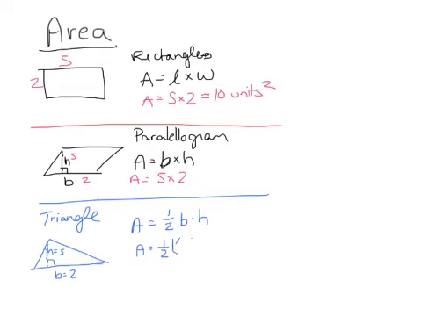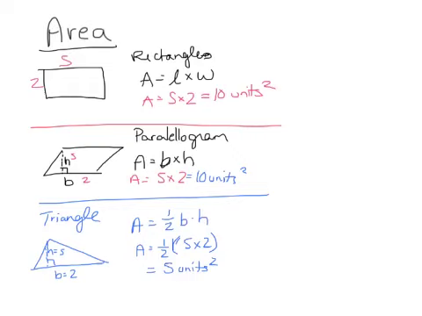of 5 times 2. So most times you multiply the base times the height. 5 times 2 is 10. 10 divided by 2, or cut it in half, is going to be 5 units. And it's going to be squared once again. So this is going to be 5 units squared. Again, once again it connects very much with what we've already been working on somewhat.